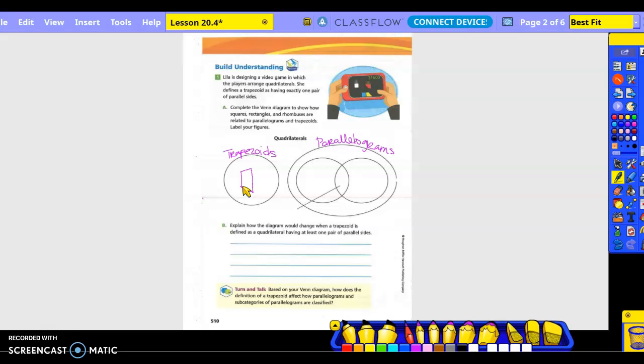Okay, kind of something like that, right? That's not very good. Something kind of like that, right? So that's what a trapezoid looks like. Okay, what about parallelograms?